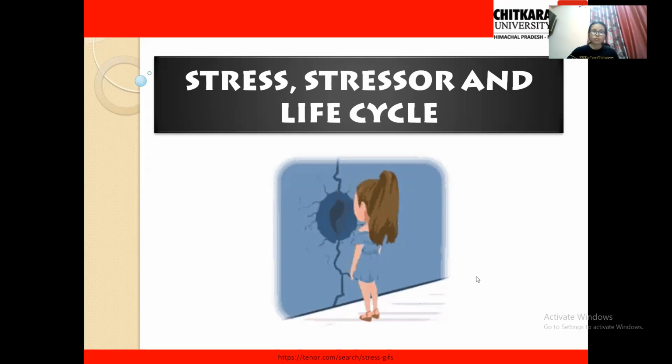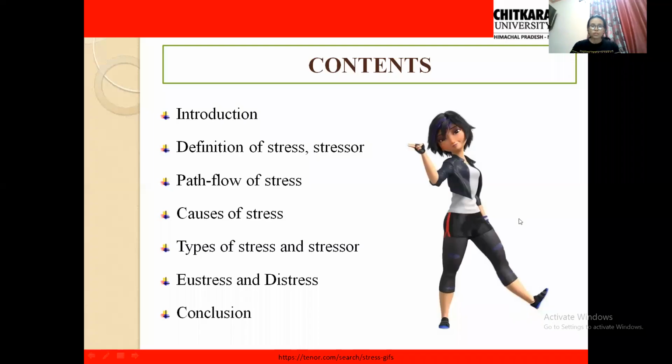Okay, so before going to the discussion, we will look at the contents of today's discussion. Today we are going to discuss the introduction of stress. What are the definitions of stress and stressors? What is the path flow of stress? There is a life cycle of stress, how stress originates, the causes of stress, types of stress and stressors, eustress and distress, and then we will go to the conclusion.